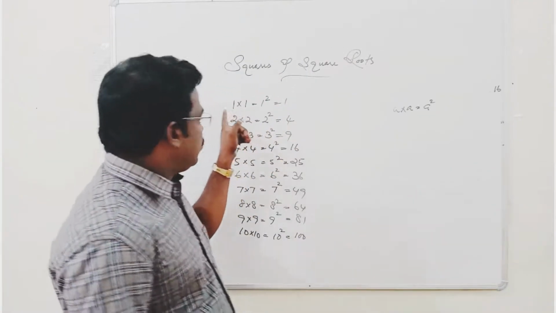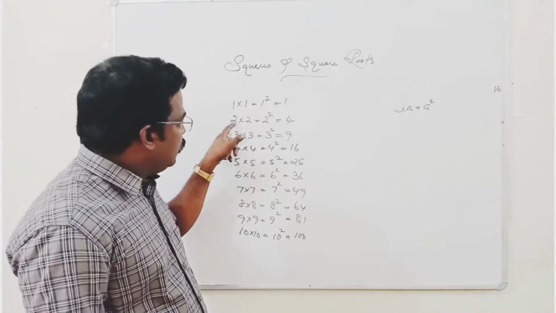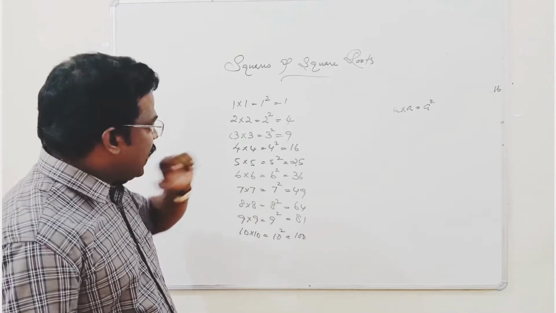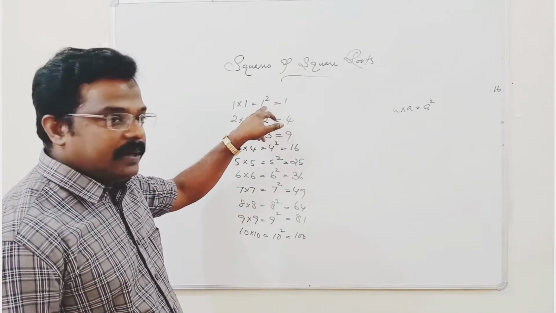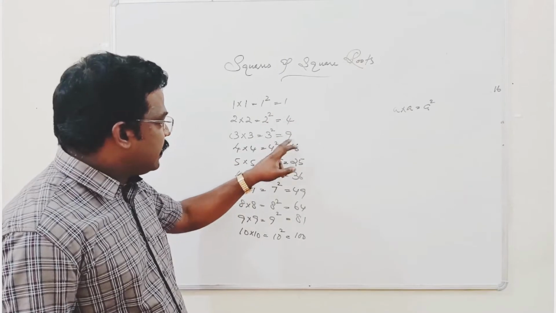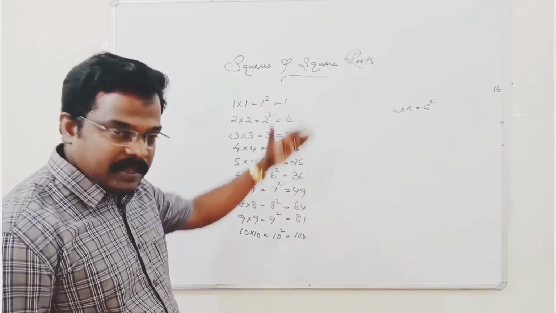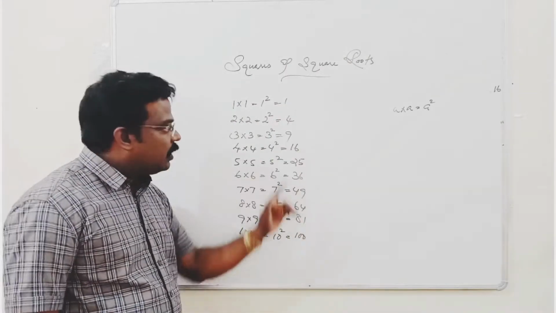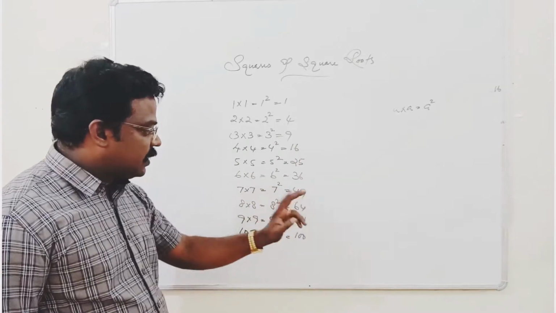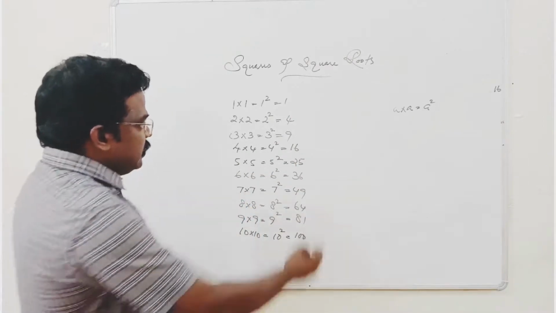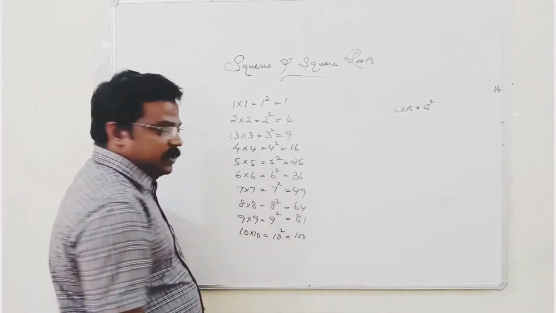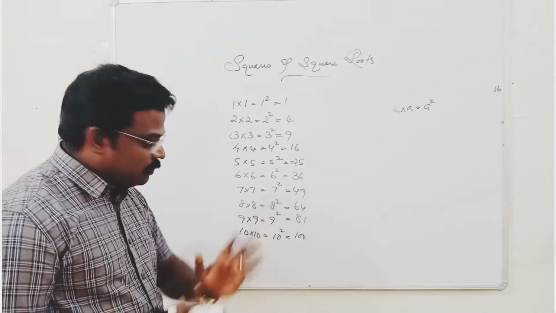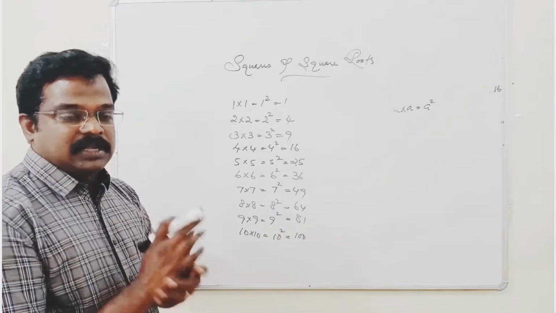In the same way, 1 into 1 is 1 square, 2 into 2 is 2 square, 3 into 3 is 3 square, 4 into 4 is 4 square, like that. So the answers are 1 square equals 1, 2 square equals 4, 3 square 9, 4 square 16, 5 square 25, like that. Here we just consider numbers 1 to 10 and its squares are given here: 1, 4, 9, 16, 25, 36, 49, 64, 81 and 100. These are the perfect squares in between 1 and 100. There are only 10 numbers that we can consider as perfect squares.